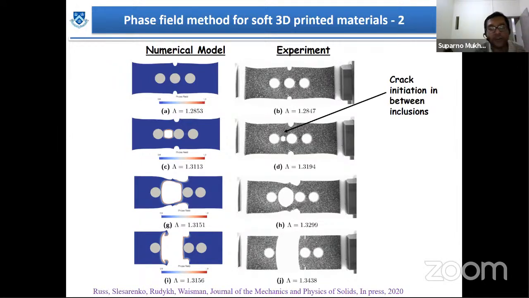We have one final question from Nirmal Kumar. At high speed, shear band appears. Why not crack branching?